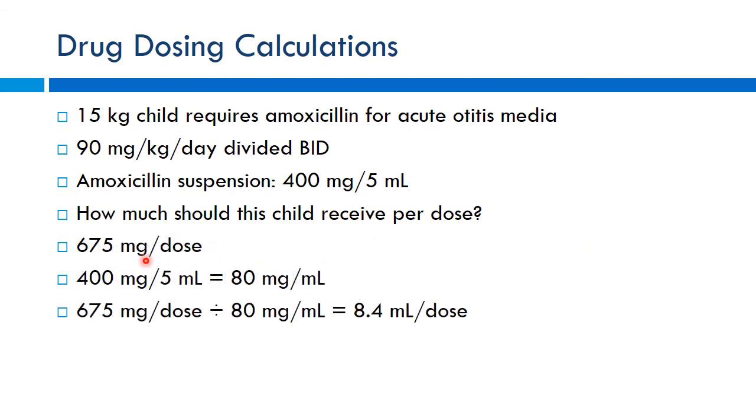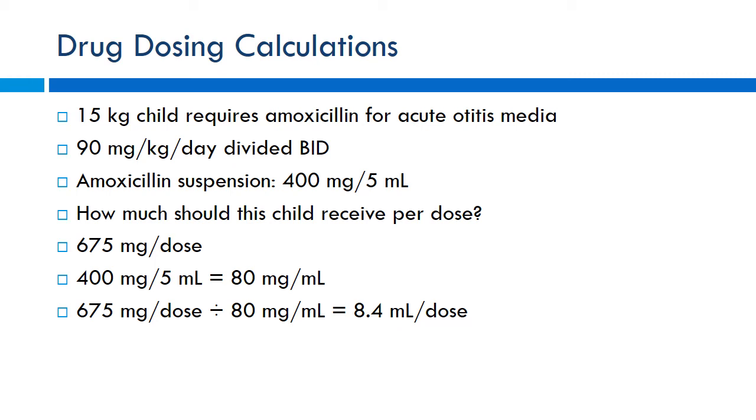So basically what you can say is that it's 675 milligrams per dose. You figure out what the concentration of your antibiotic is. In this case, it's 400 milligrams per 5 mLs. And notice this is just a holdover from that teaspoon, tablespoon kind of dosing, so everything, for the most part, gets communicated in milligrams per 5 mL. So you just divide this out and say, okay, I know it's 80 milligrams per mL. So you take 675 divided by 80, and thus you have 8.4 mLs per dose the child should be receiving.